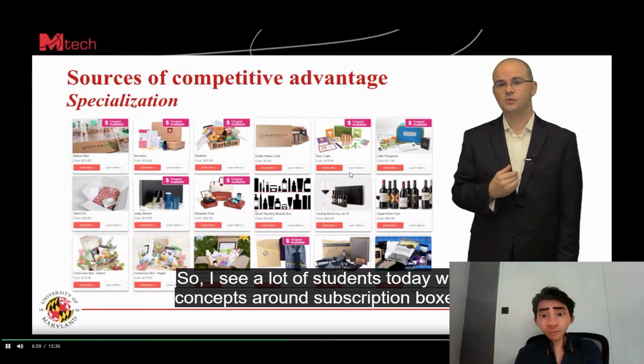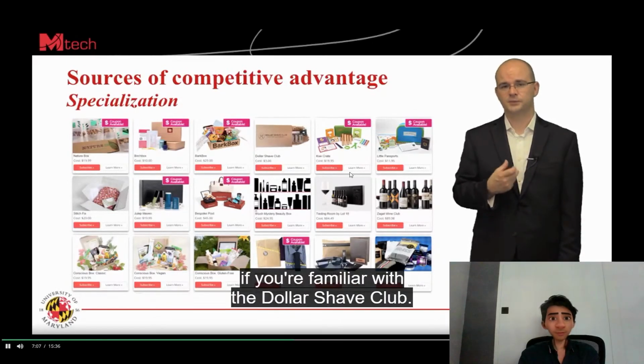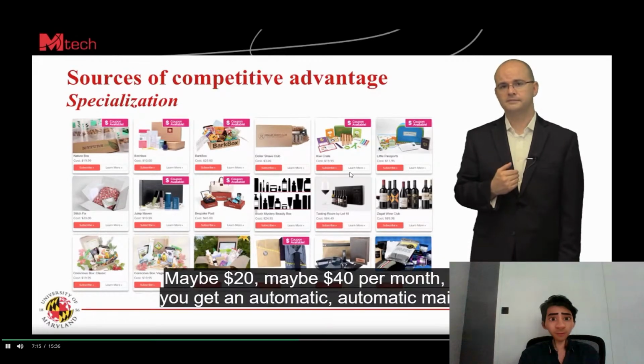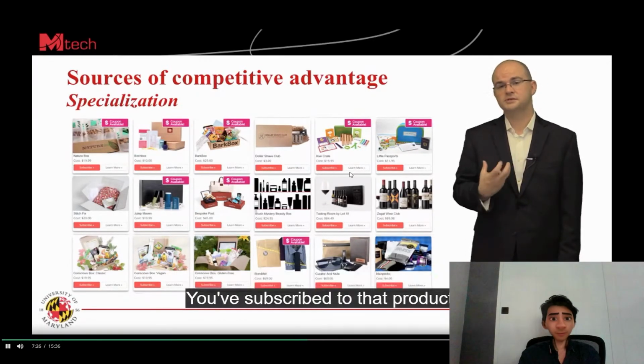So I see a lot of students today with concepts around subscription boxes. So what I mean by that, if you're familiar with NatureBox, if you're familiar with the Dollar Shave Club, these are models by which you as an individual will go online, you'll pay a fixed fee per month, maybe $20, maybe $40 per month, and you get an automatic mailing, typically monthly, with a box of product that you have signed up for. You subscribe to that product.